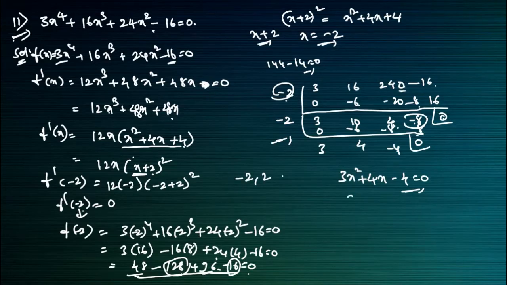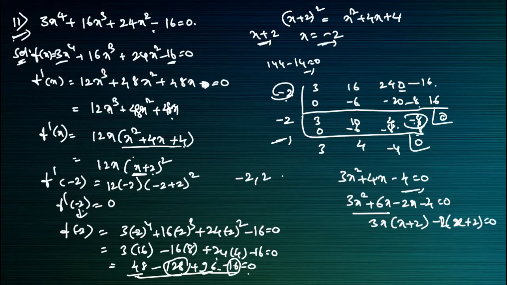From this also we'll get another roots, 3x square plus 4x minus 4. So we can write it as 6x minus 2x minus 4 is equal to 0. So from this 3x I will take common from these two terms, it will become x plus 2, and minus 2 I will take common from the other two, so (3x minus 2)(x plus 2) is equal to 0 will come here.